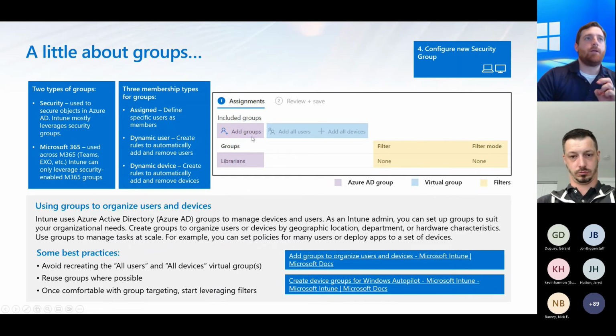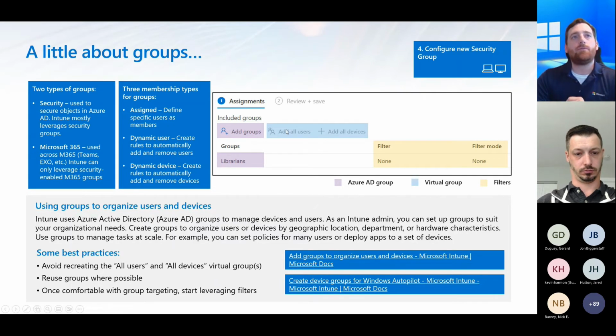Hopefully you can all see this, but under the included groups section, there's an add groups. This is going to be all the Azure AD groups that exist in my environment. So you can see in the example below, I chose a specific group, which is librarians. So if I wanted to target an application to all librarians, then I can use that Azure AD group to do so.